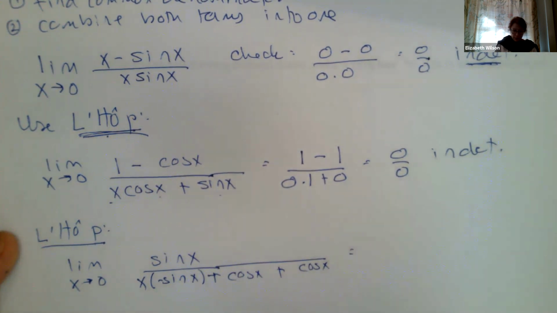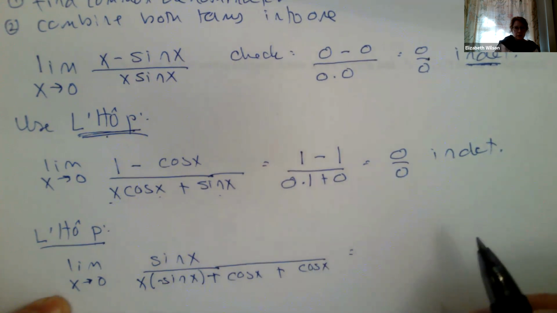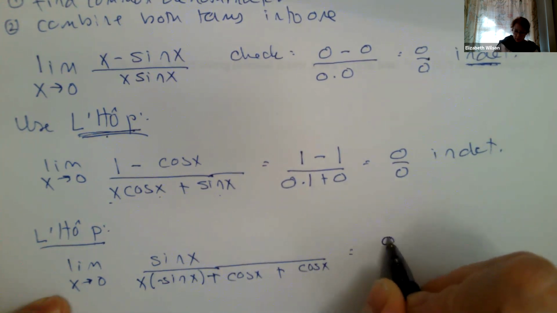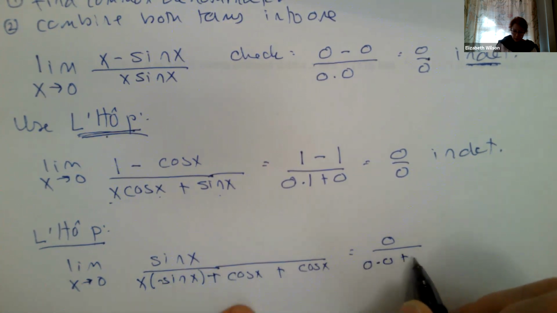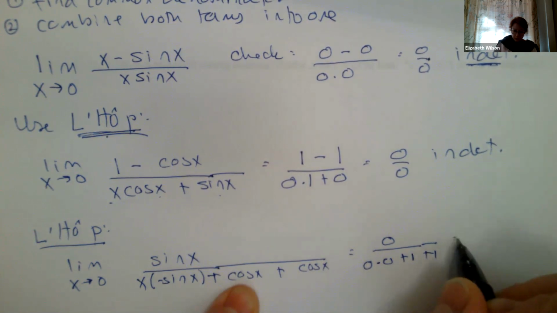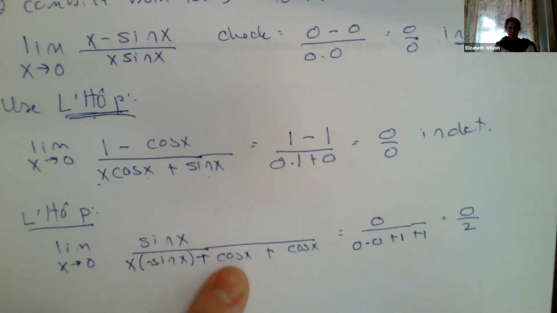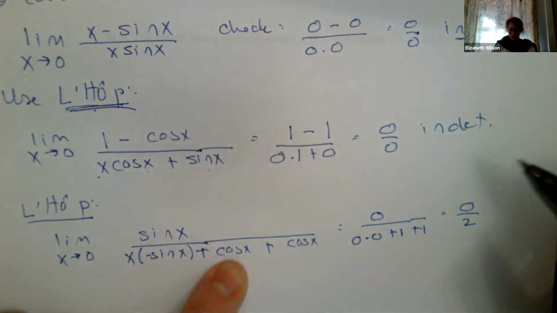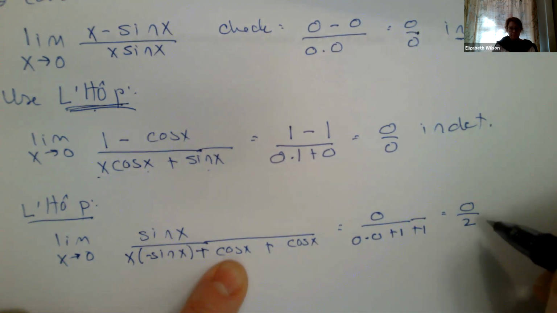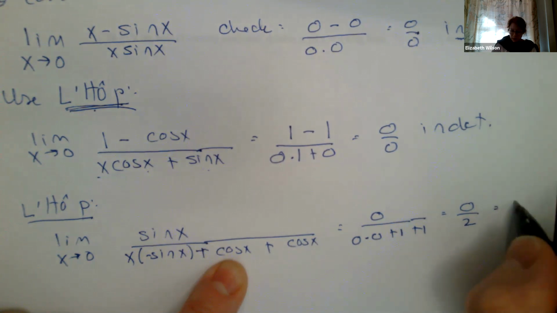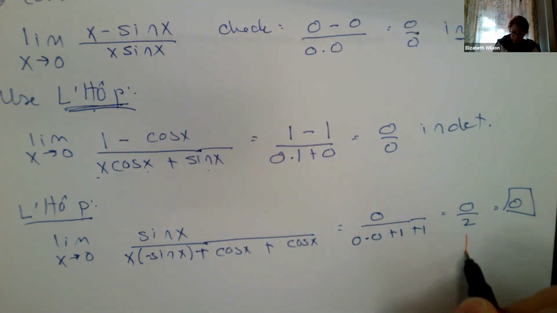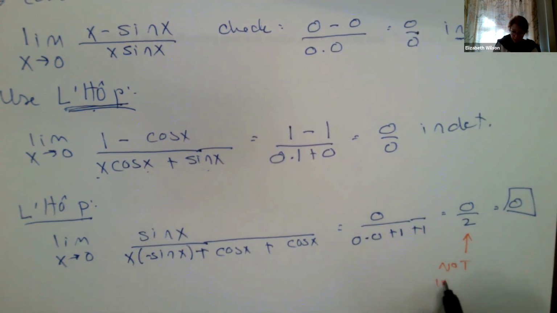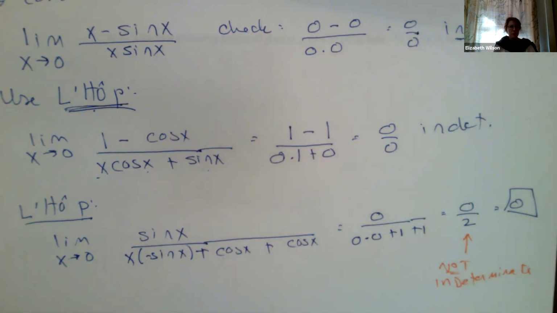Okay, so let's go ahead and reevaluate what we have here. As x goes to 0, sine of 0 is 0, all over, this is 0 times 0 plus 1 plus 1. So I'm dealing with a 0 over 2. All right, here comes a trick question. Is this indeterminate? 0 over 2 is equal to 0. It's totally fine. Let's write that in a different color. Not indeterminate. Okay, 0 over 2 is just a number.